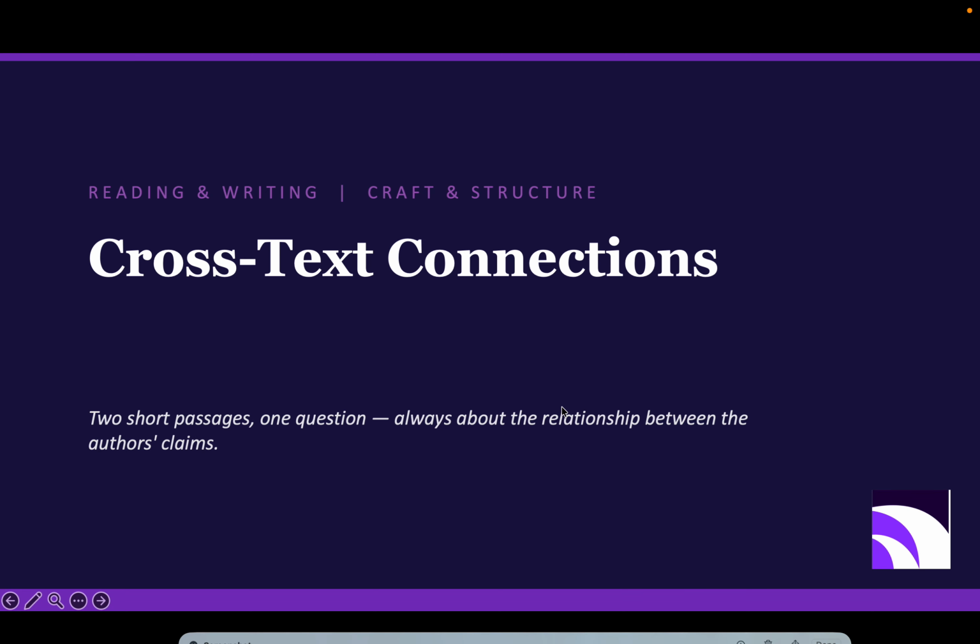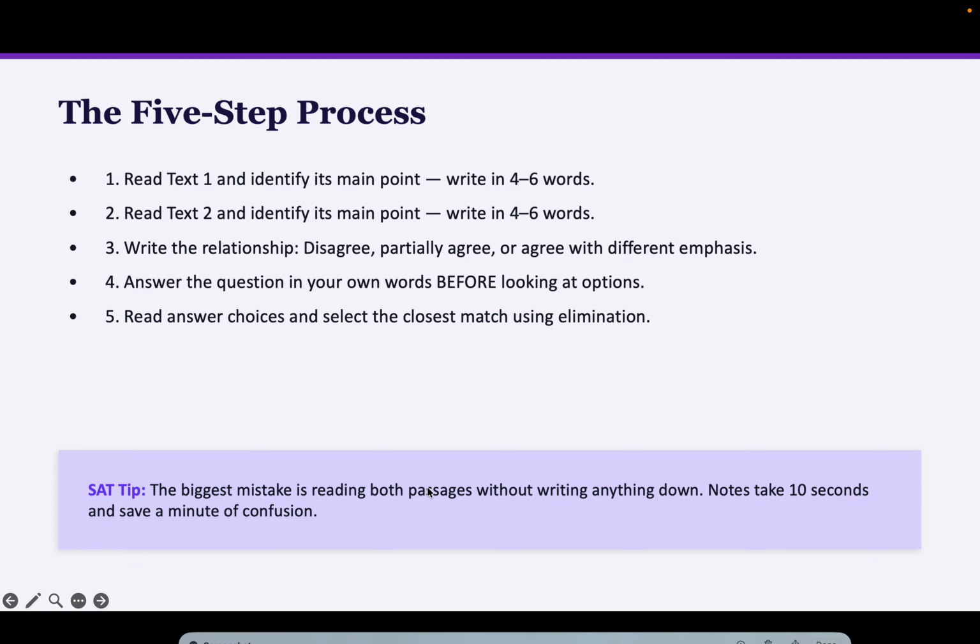Welcome back, everyone. So, today we're going to be talking about cross text connections. These are questions where you have two passages, one from one author, and another passage where usually a second author comes in and they try to respond to the ideas presented by author one. There's a five-step process for solving these questions.